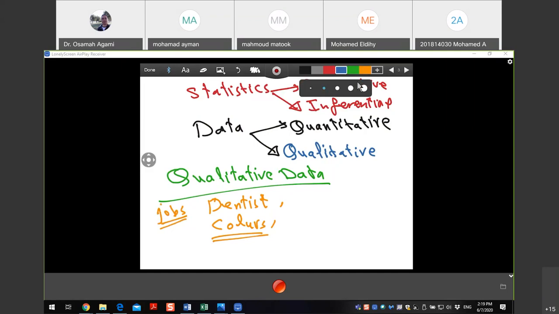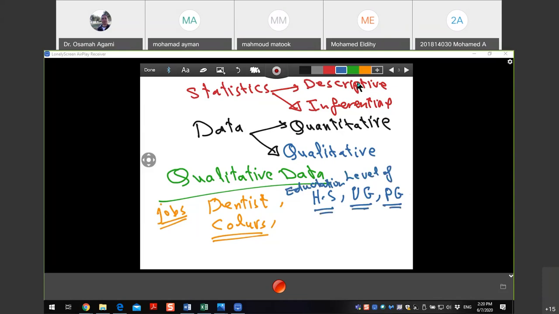I have different types from these. I have level of education. I have high school, and then I have university graduate, and I have postgraduate. All of these are called level of education. So I can sort them: this is a lower one, this is above it, this is above that one. So I can order this. If I make the reverse order, I have postgraduate, university graduate, high school.